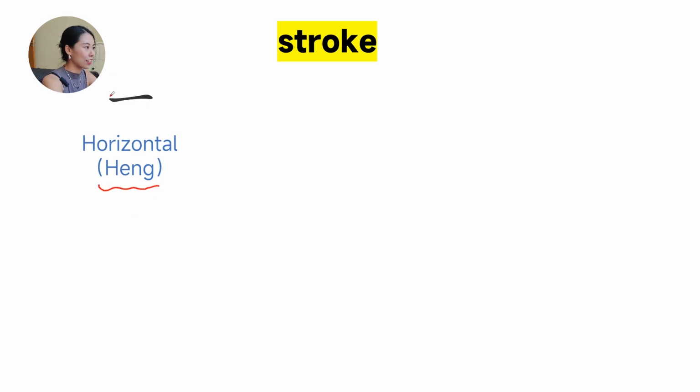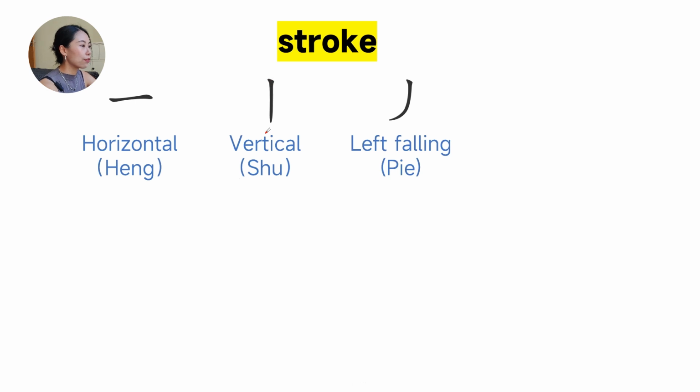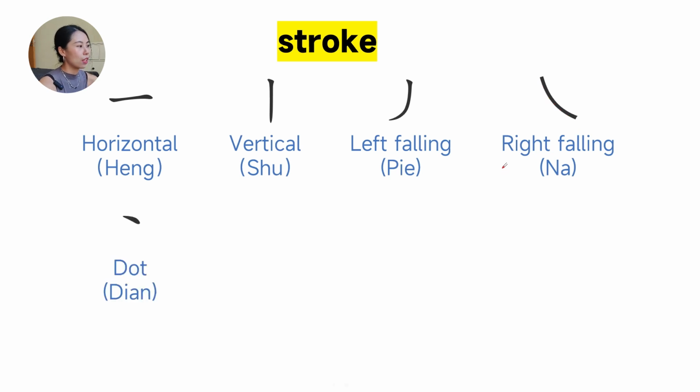So horizontal, like you can see, it goes this way, all right? And the second one is vertical stroke. We call it 竖 in Chinese, and it's vertical, obviously. And we have left falling, 撇, it goes this way. And we have right falling, 捺, it goes this way. And we have the dot, 点, yeah, it's just a dot.